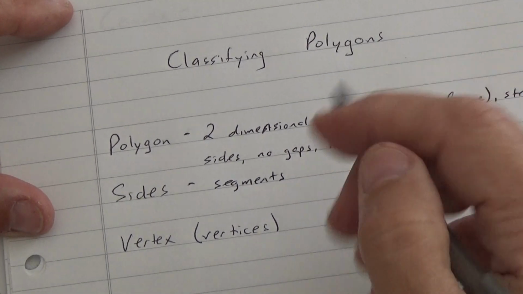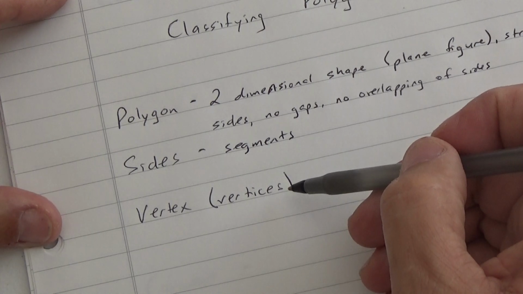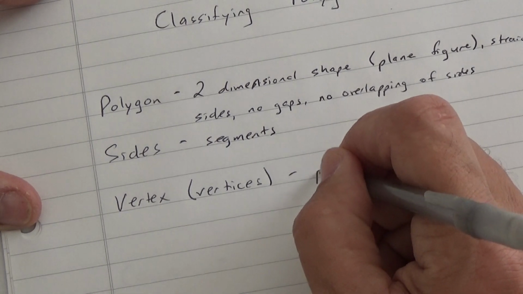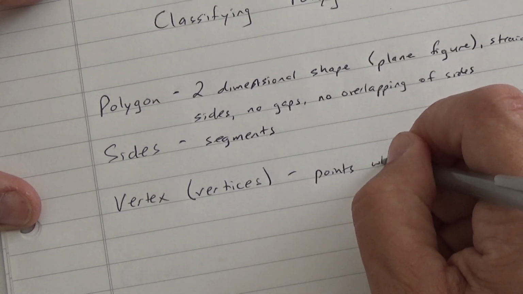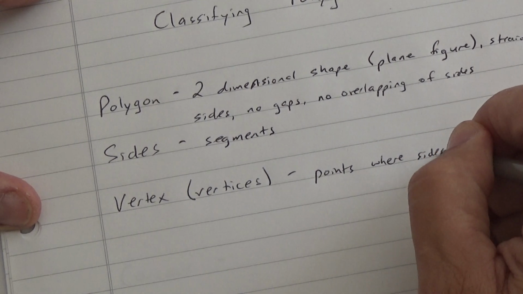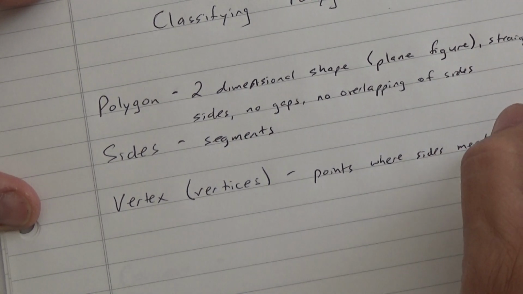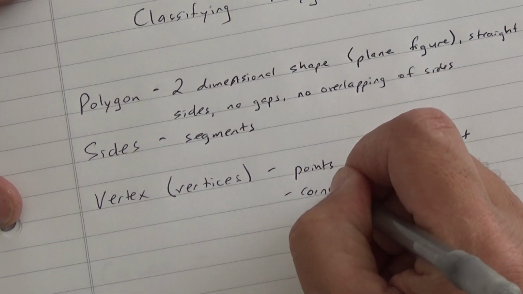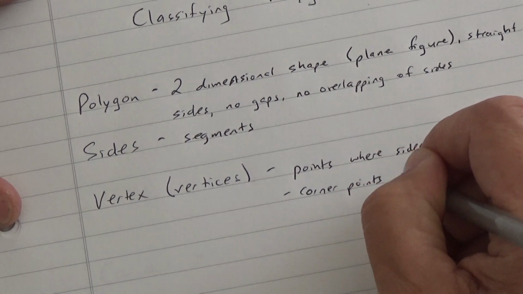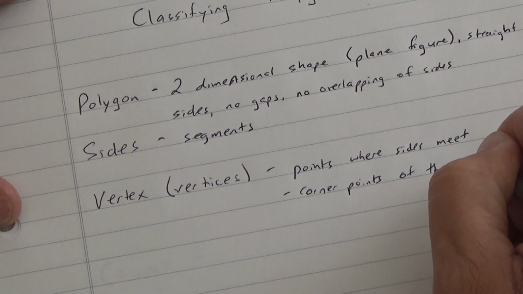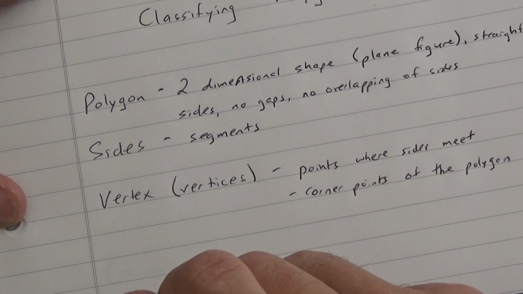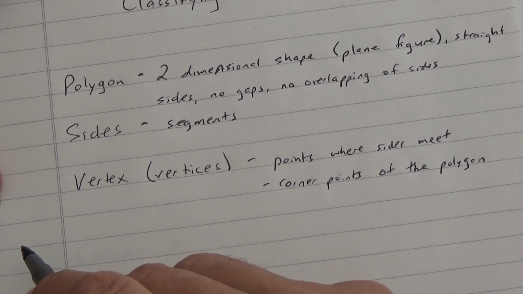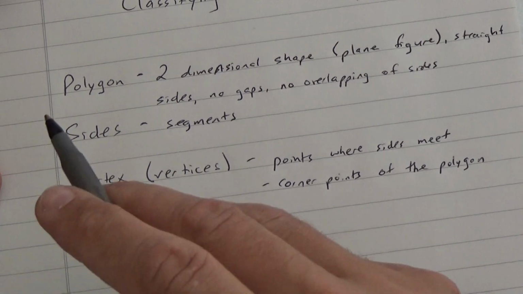That's important. Okay. Vertex, the plural for that is vertices. Okay, it's kind of a different spelling. It's not vertexes. Vertices, these are points where sides or segments meet. Okay, remember, again, it has to be at the endpoints. Okay, they're basically the corner points of the polygon. A polygon is always going to have the same exact number of sides as it does vertices. Think through simple things like a triangle. It's got 3 sides, 3 vertices. Rectangle, 4 sides, 4 vertices, always works that way.